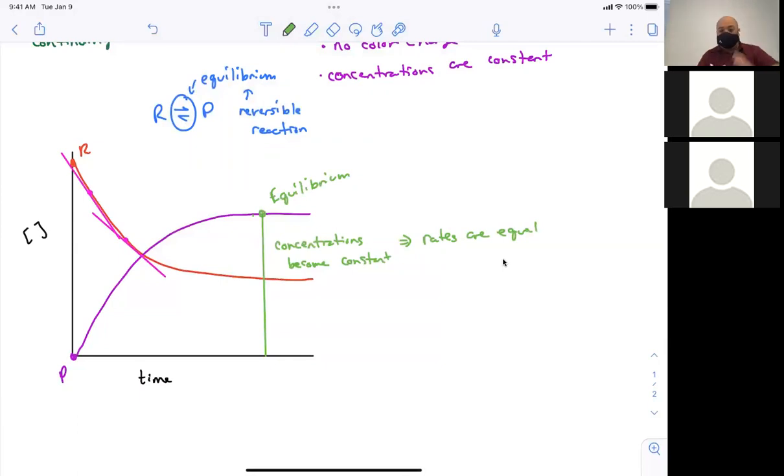Now, the height at which the product and reactant lines are positioned at equilibrium, there's no fixed way. Sometimes the product line will be higher, sometimes the reactant line will be higher. But the fact that they're just constant is all that really matters. Okay. So you're literally looking at the point in this concentration versus time curve where they are equal and they're parallel to each other. That's where equilibrium is reached.